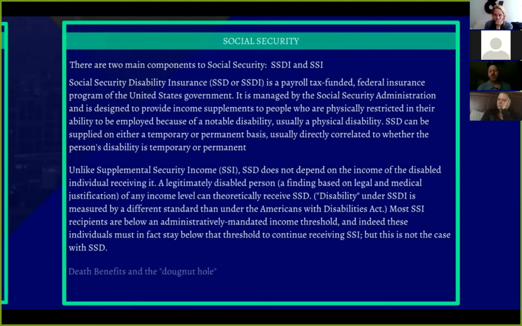It's a system we have no control over. And there's benefits if you die. It's a whopping $255. So that's hardly worth even talking about.